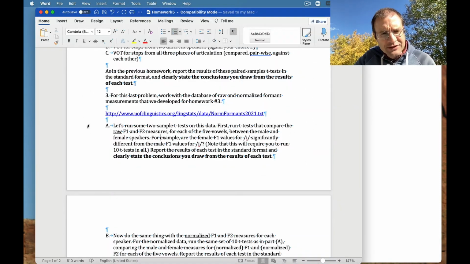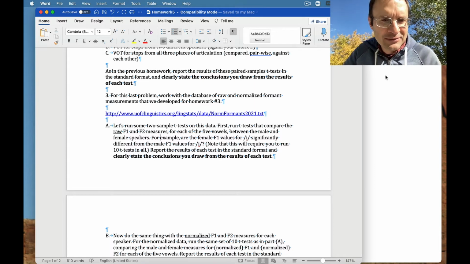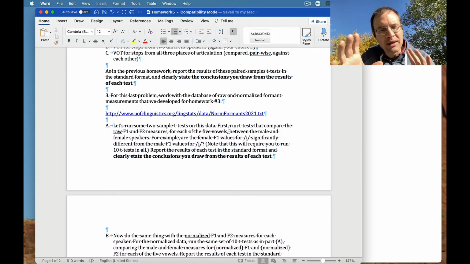So for the first part of this, I want you to run 2 sample t-tests on the formant data. Remember, we have 5 vowels, and we've got 2 formant measurements for each vowel. So that gives us a total of 10 measurements that we can play around with. And what I want you to do is compare them between the male and the female speakers.